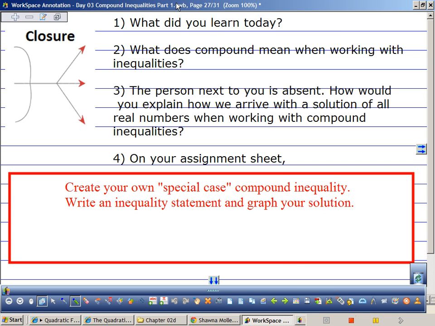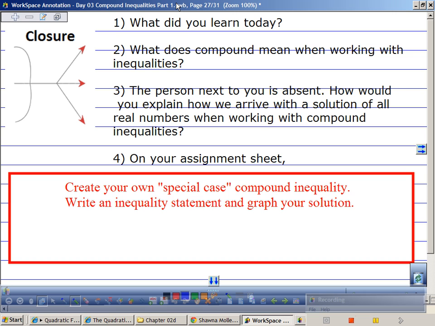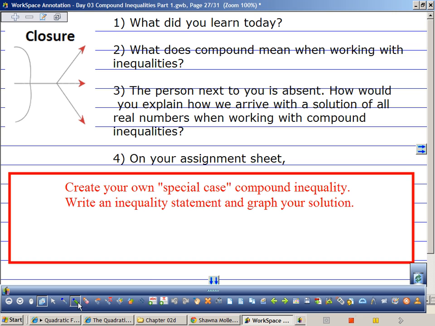Okay, what did you learn today? How to do inequalities. What does compound mean? Two combined. Good. How would you explain how we arrive with a solution with all real numbers? If the arrows cross, then it means all of it, right? Okay, good.